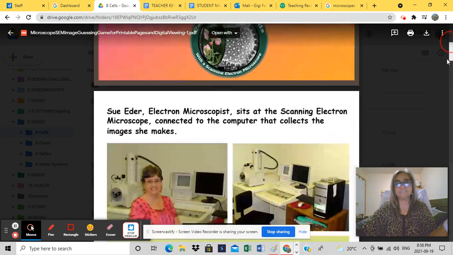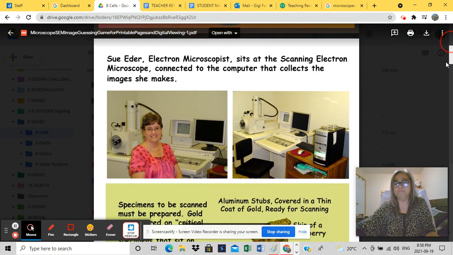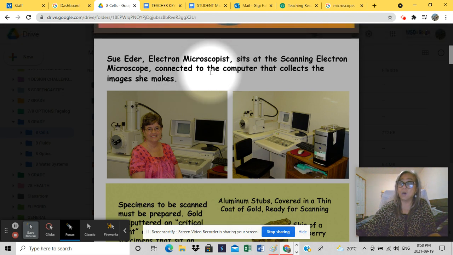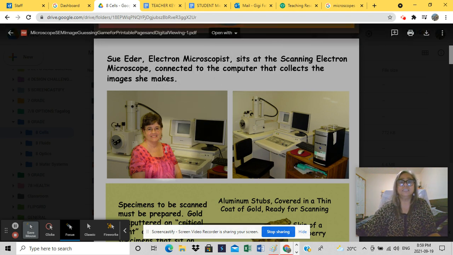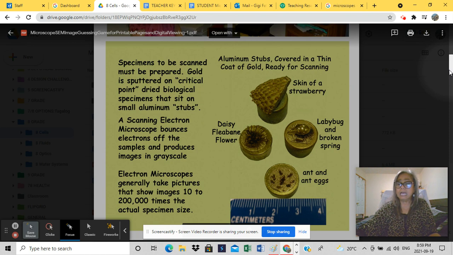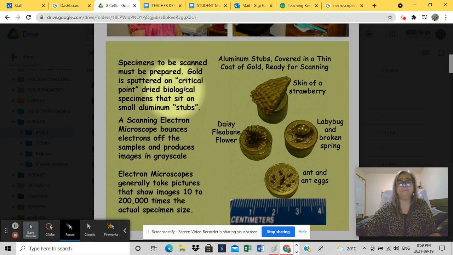So here, for instance, I have a little bit of preview here. So Sue Eder, this person here, is an electron microscopist, right? Just sitting down at the scanning electron microscope, connected to the computer that collects the images that she makes. So you would be given images later on. Those are specimens. They're scanned and prepared. Now gold is sputtered on critical point, dried biological specimens that sit on small aluminum stubs.